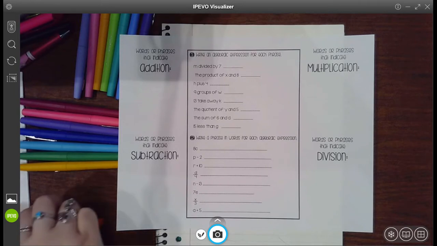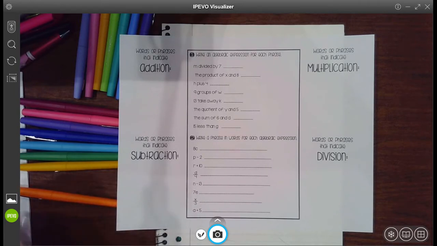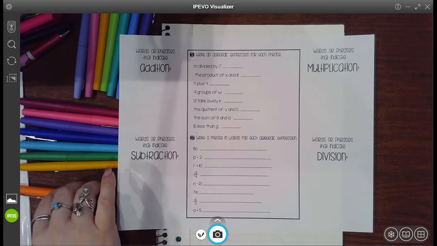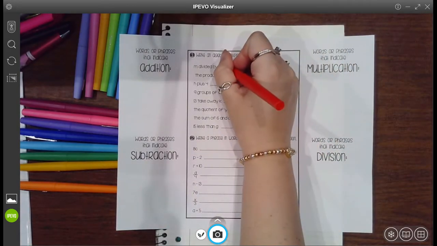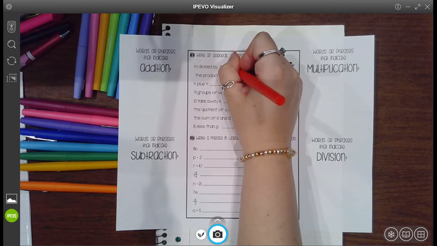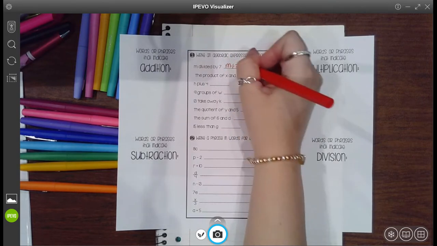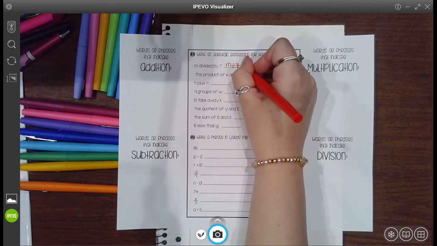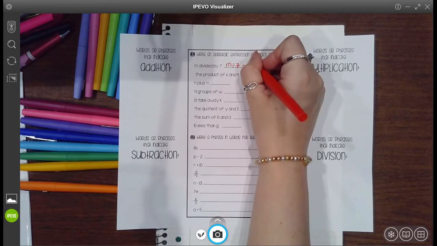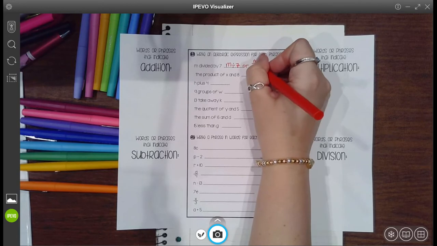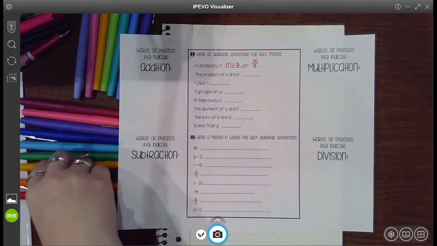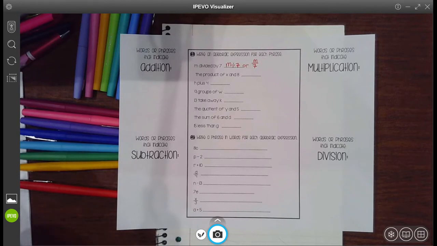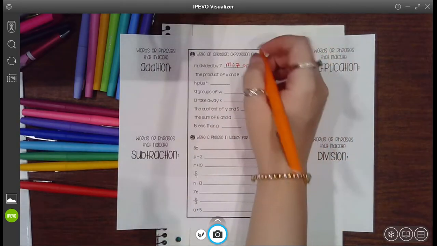For the first one, it says m divided by 7. That's pretty straightforward. So you could write m divided by 7. Whatever comes first comes first. Or you'll know that division is sometimes written as a fraction. So whatever comes first would go on top. It's m divided by 7. Either one of those is saying the same thing and are both correct. Okay, again, try these yourself first and then unpause it and come back to check.